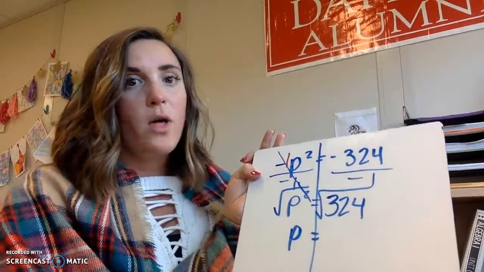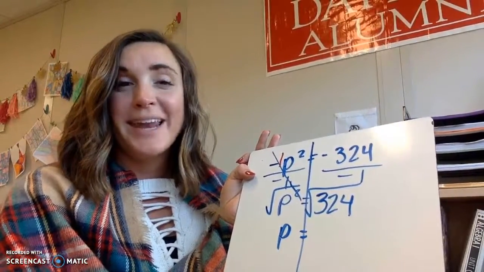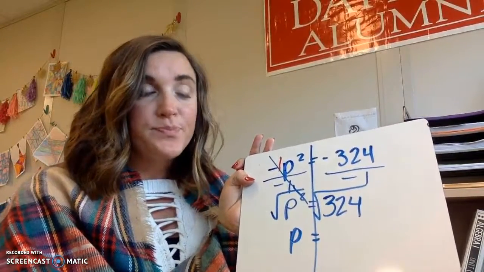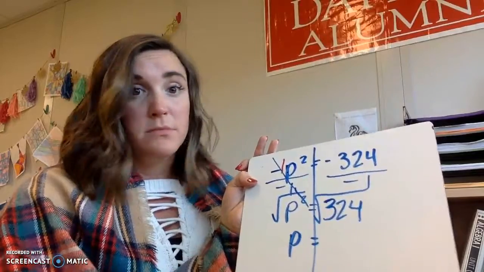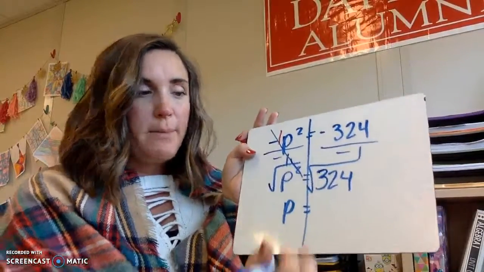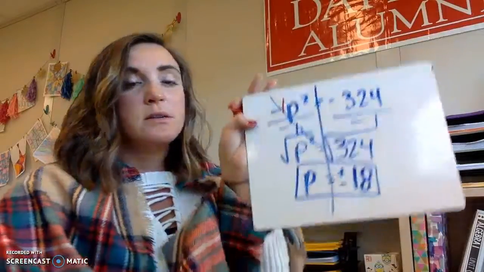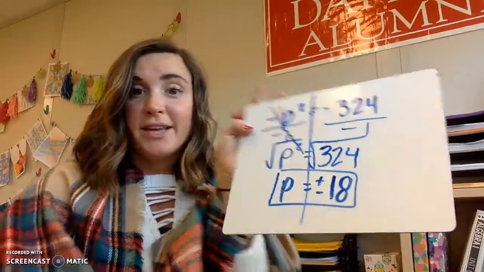324. Well, I know that the square root of 289 is 17, so it has to be bigger than 17. So I'm thinking it's at least 18 or bigger. So if you do that math, you're going to get 18 plus or minus, because it also could be -18. All right. Done with 13.